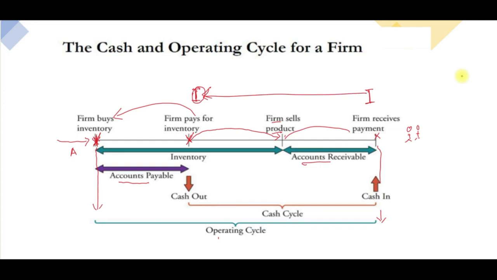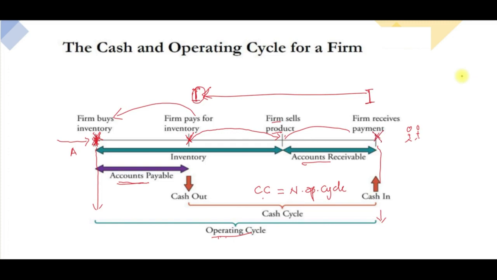In other words, if we take the operating cycle and subtract the accounts payable, we get the cash cycle. This is called the cash conversion cycle. This is also called the net operating cycle. You should understand the difference between the operating cycle and the cash conversion cycle. The operating cycle is the time when the company buys, from the buy to the point when the company receives the cash. This is the operating cycle.